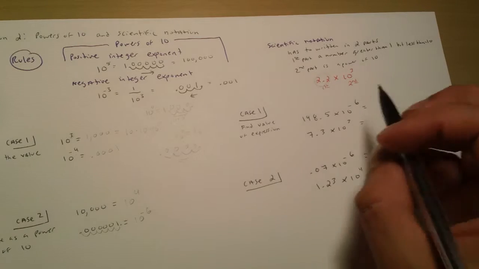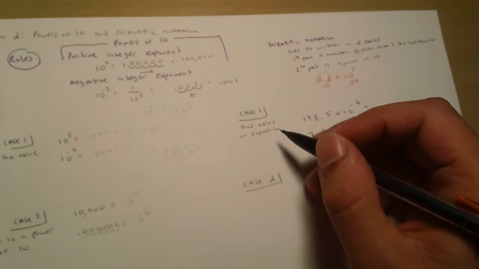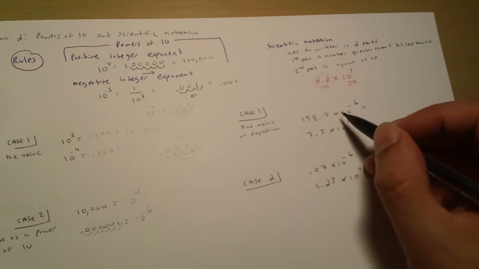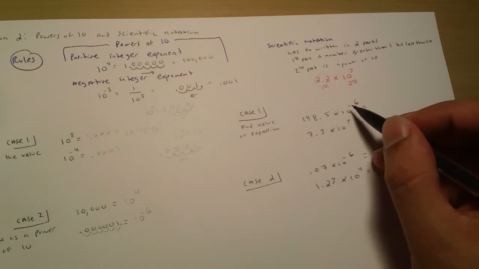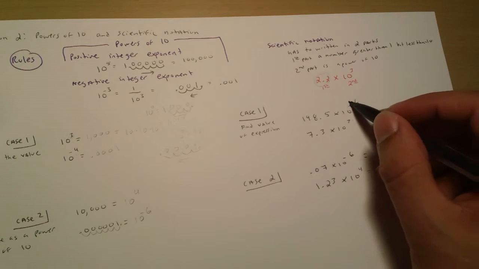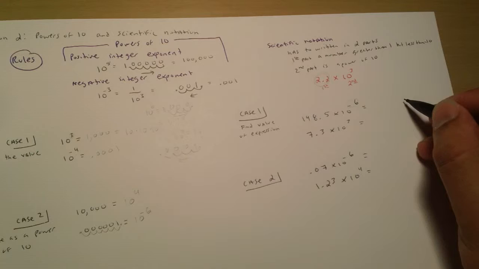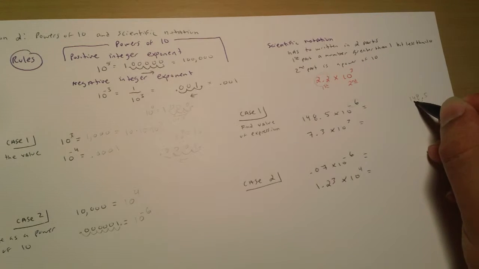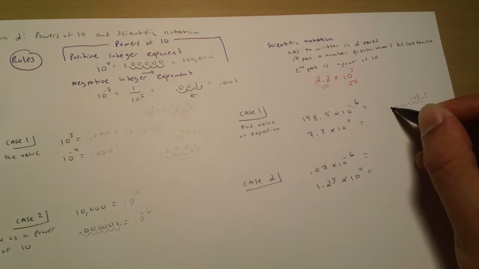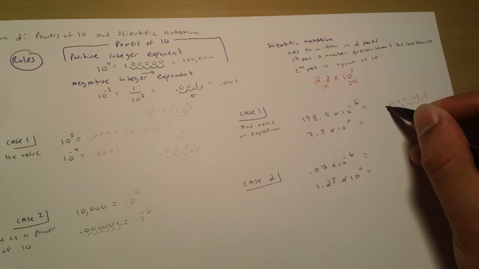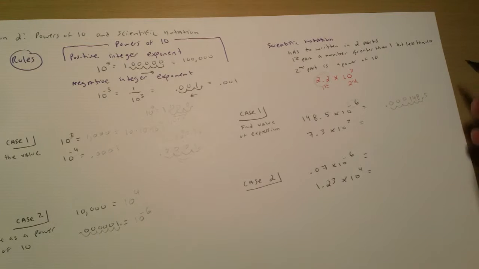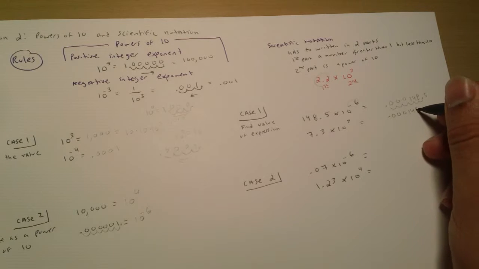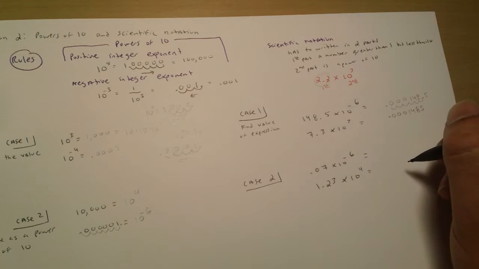So let's start working with case 1. We're asked to find the value of an expression. In this case, 148.5 times 10 to the negative 6. Then we're asked to move the decimal spot over 6 spots to the left. So we have 148.5. Then 1, 2, 3, 4, 5, 6. And that will be our value. Let me write it neater: 0.0001485. And that will be our value that we need.